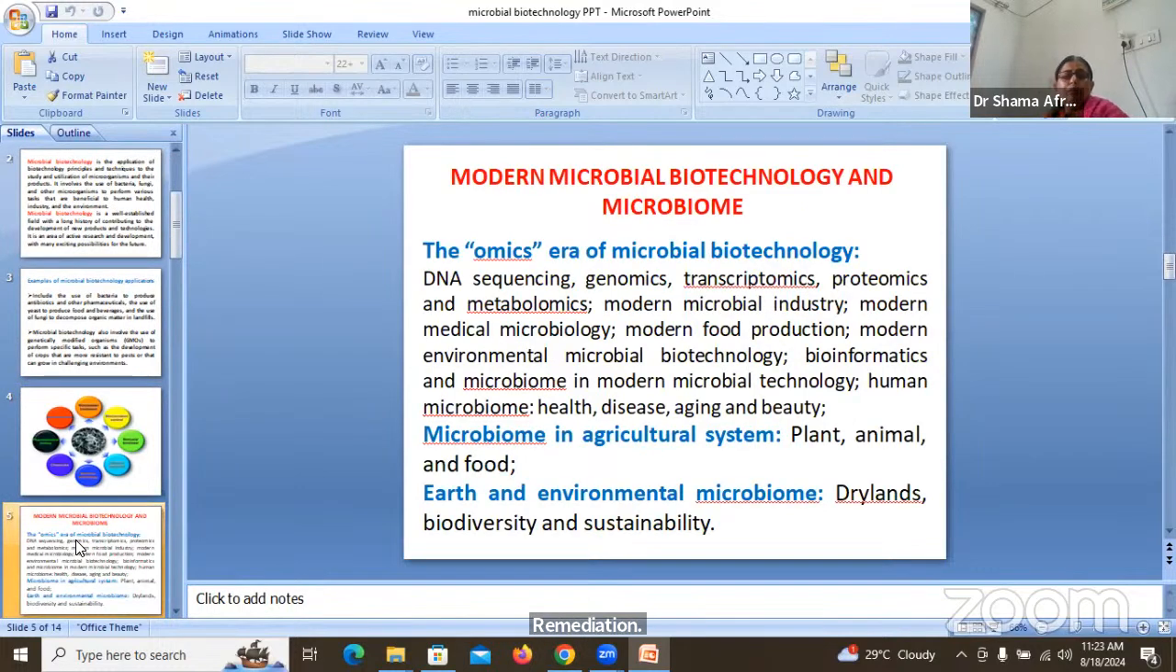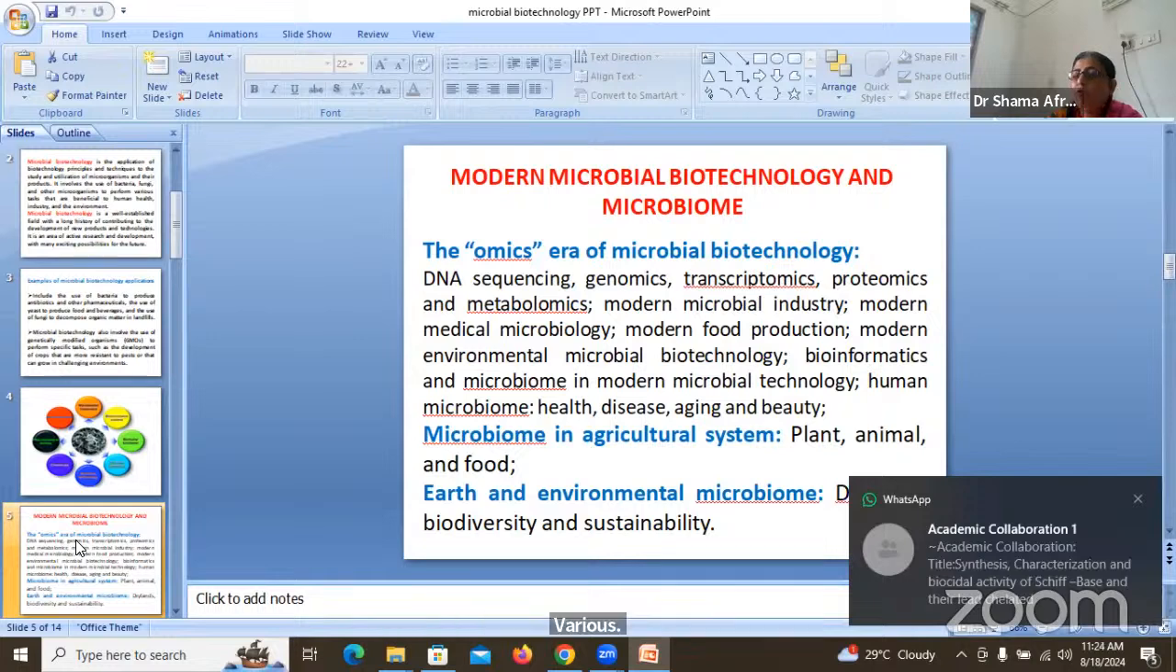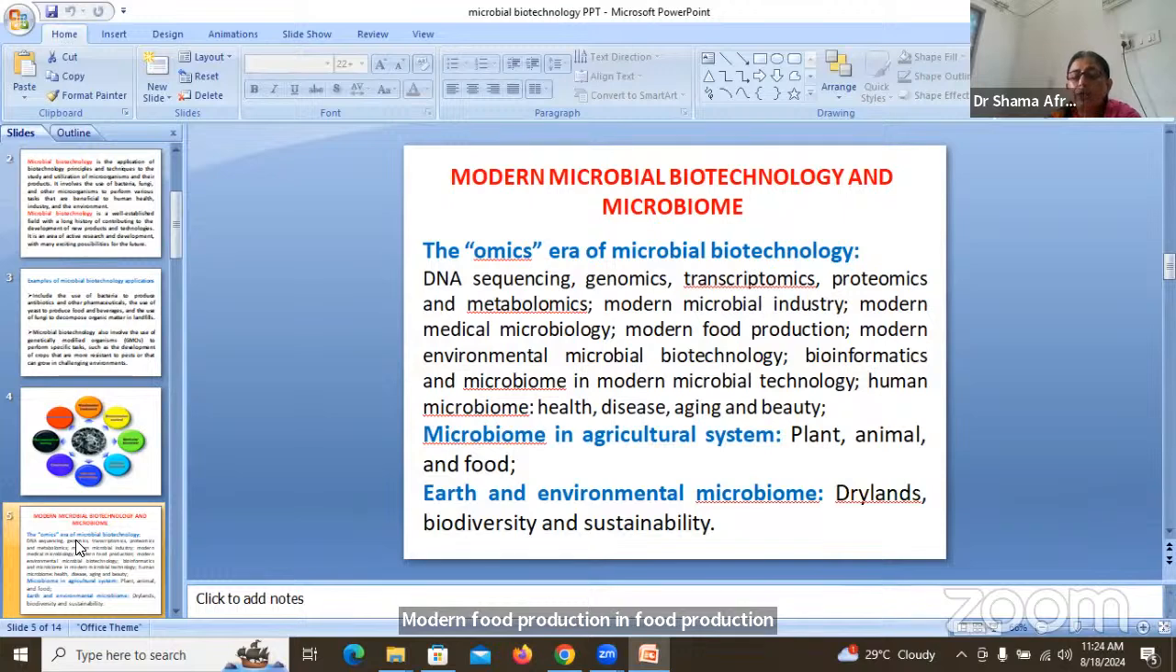Now, this is the era of modern microbial biotechnology and microbiome, the omics era of microbial biotechnology, which includes DNA sequencing, genomics, transcriptomics, proteomics, and metabolomics. Modern microbial industries have been developed. Modern medical microbiology involves various microorganisms and alterations in the microorganisms leading to various biotechnological products. In modern food production, we use various microorganisms for biological nitrogen fixation as well as biofertilizers. Modern environmental biotechnology, single-cell proteins, bioinformatics, and microbiome in modern microbial technology.